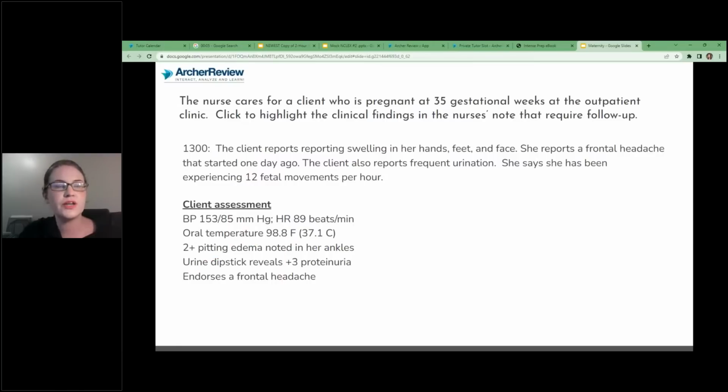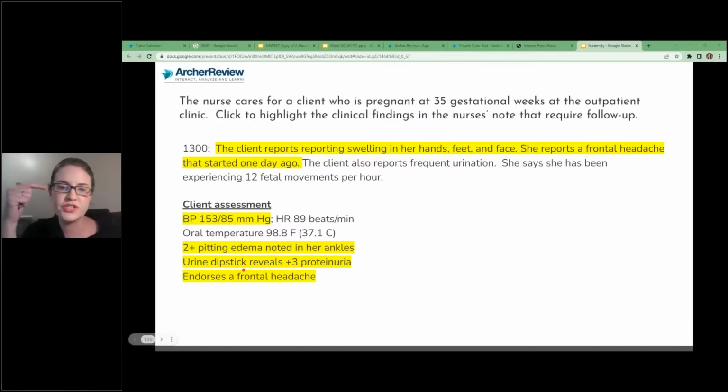So when we do this question, we should have an answer like this. We want to highlight all of the unexpected abnormals. Swelling of her hands, feet, and face, frontal headache, blood pressure, edema, +3 proteinuria, and that frontal headache again. Frontal headaches and blurry vision with preeclampsia, if you recall, that's actually a symptom of severe preeclampsia. Severe preeclampsia can lead to eclampsia and seizures, so we don't like hearing that at all. All right, very good job. A lot of you guys caught on to the fact that this was probably a preeclampsia patient.